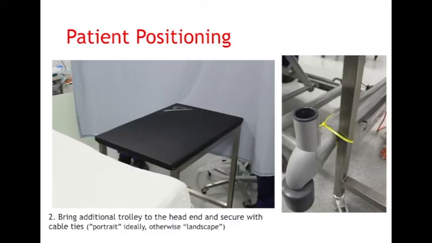These images show a suitable sturdy hand trolley in a portrait orientation at the head of the ITU bed, together with the double cable tie attachments. These aim to prevent separation between the trolley and the bed during patient movement. Depending on the habitus of the patient, it may be necessary to place the table in a landscape orientation.